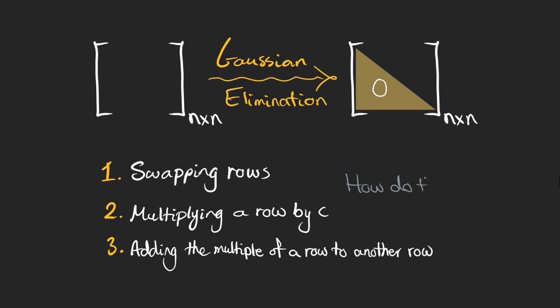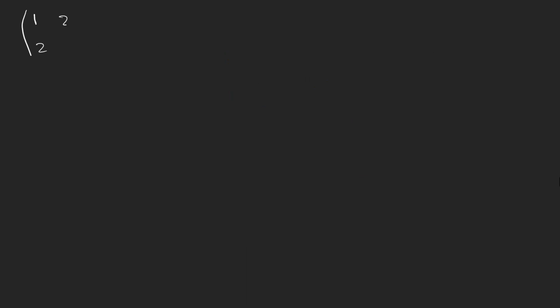But the question is how these row operations affect the determinant of the square matrix. We need to know this because in the process of changing a matrix to an upper triangular one, we need to keep track of changes of the determinant and consider them. Take this matrix as an example.